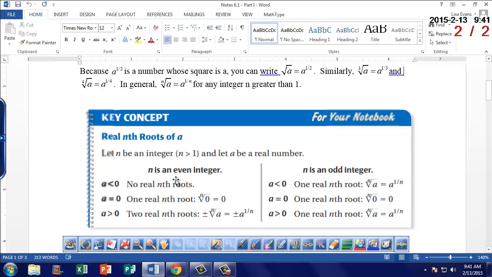If n is an even integer and a is less than 0, there's no real roots. If a is equal to 0, there's going to be 1. And if it's greater than 0, there's going to be 2. And we'll talk about that. And if n is an odd integer, if a is less than 0, there's 1 real root. Equal to 0, 1 real root. And greater than 0, 1 real root. And you'll see what I'm talking about and why that happens. So when it's even, it's a little bit more particular. When it's odd, it's not.